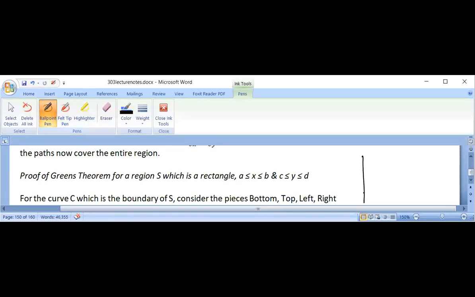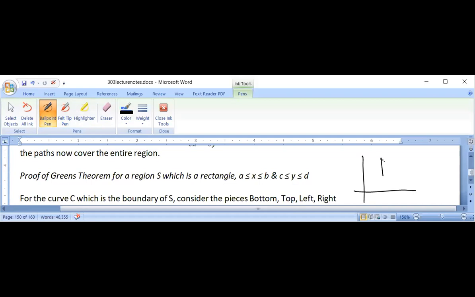So drawing it, what are we talking about here? So here is the region. So there's the curve C. And I'm saying that X goes from A to B and Y goes from C to D. And I'm going to name each of the four sides. So I'm going to say the bottom side is B for bottom. On the right, it's R. On the top, it's T. And on the left, it's L. So those are my names for my four pieces.